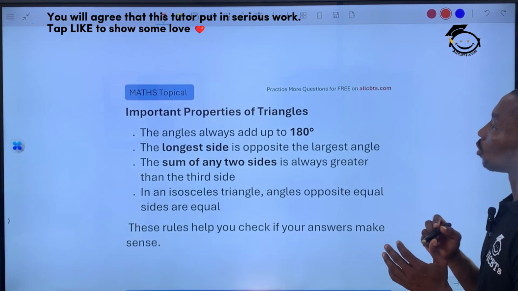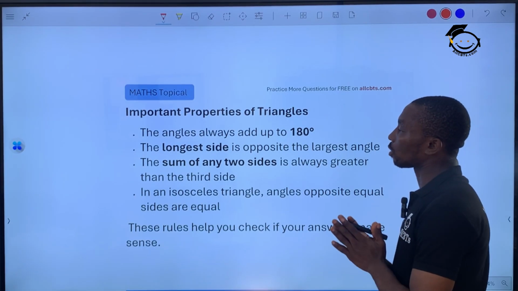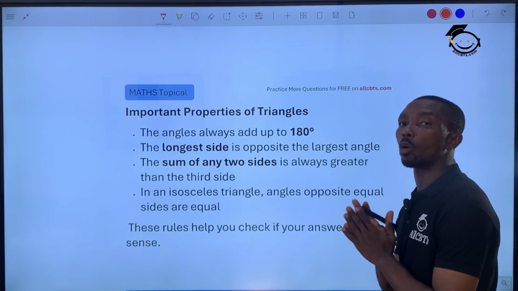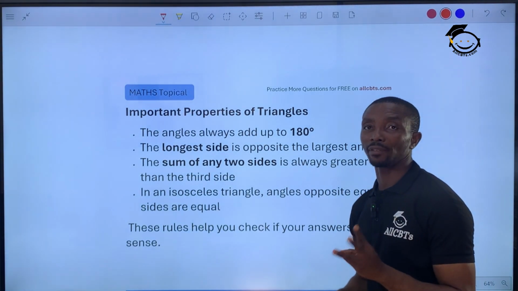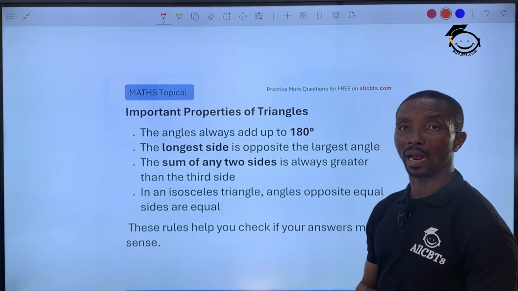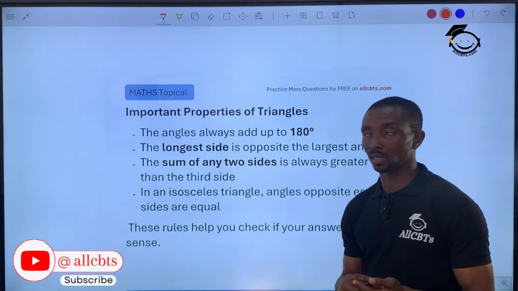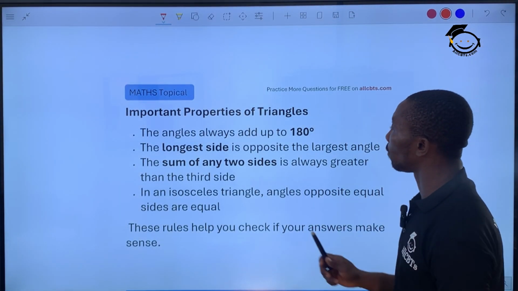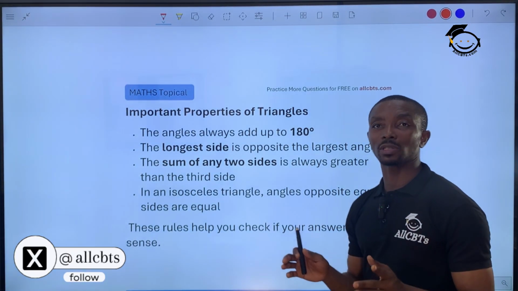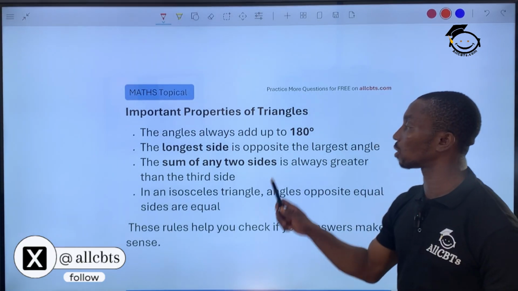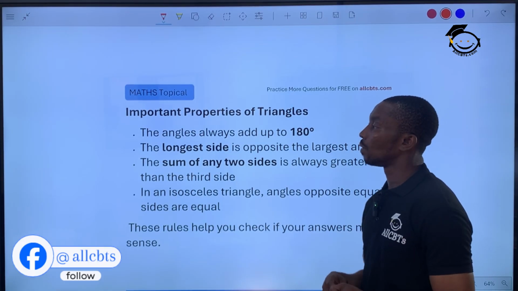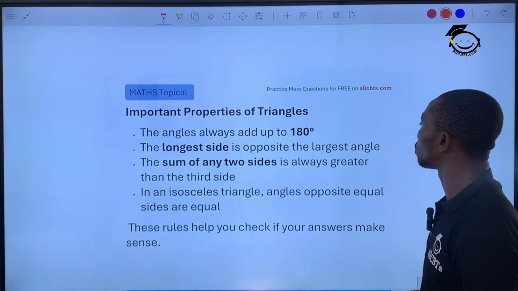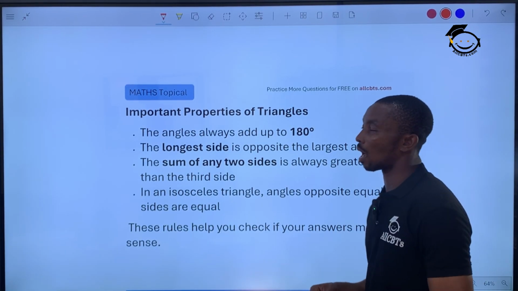Now, triangles, all angles. Important properties to always remember: first, triangles have three sides, three angles, and three vertices. The sum of the angles in a triangle adds up to what? 180 degrees. Okay.